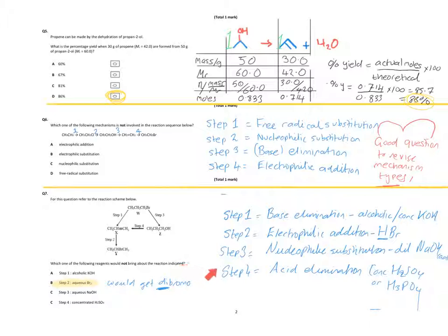So, what do we need for each step? Step 1, base elimination, alcoholic KOH. Step 2, we're adding a hydrogen onto here and a Br onto there, so we need HBr. But with Br2, we would get a bromine going on here and a bromine going on here. So that is the wrong reagents. So the answer was B.